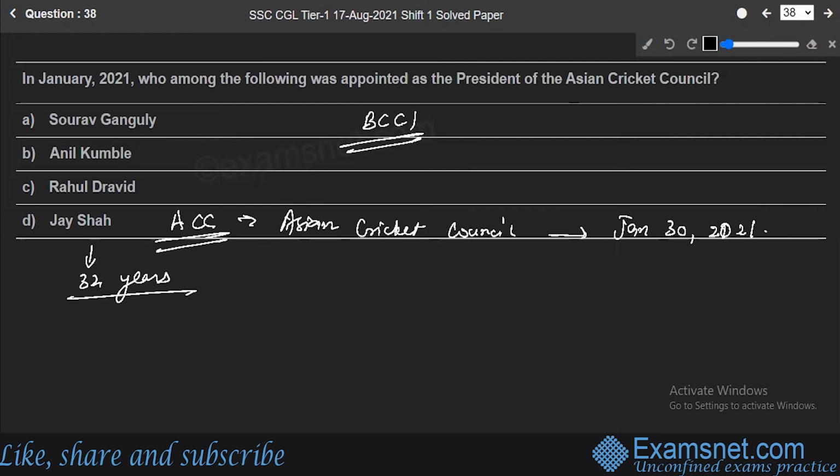The Asian Cricket Council is the cricket organization which was established in 1983 to promote and develop the sport of cricket in Asia. So option B, Jay Shah, is the answer to this question.